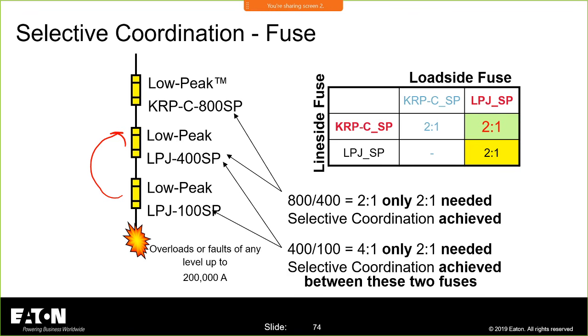I have a 400 amp fuse downstream of an 800 amp fuse. That maintains a 2-to-1 ratio. I am selectively coordinated for any fault current up to the interrupting rating of those devices, which is 200,000 amps. Makes your life very easy. The selectivity ratio guide tables, I will have a link to those in my YouTube channel, and I will provide that information to anybody who needs it.